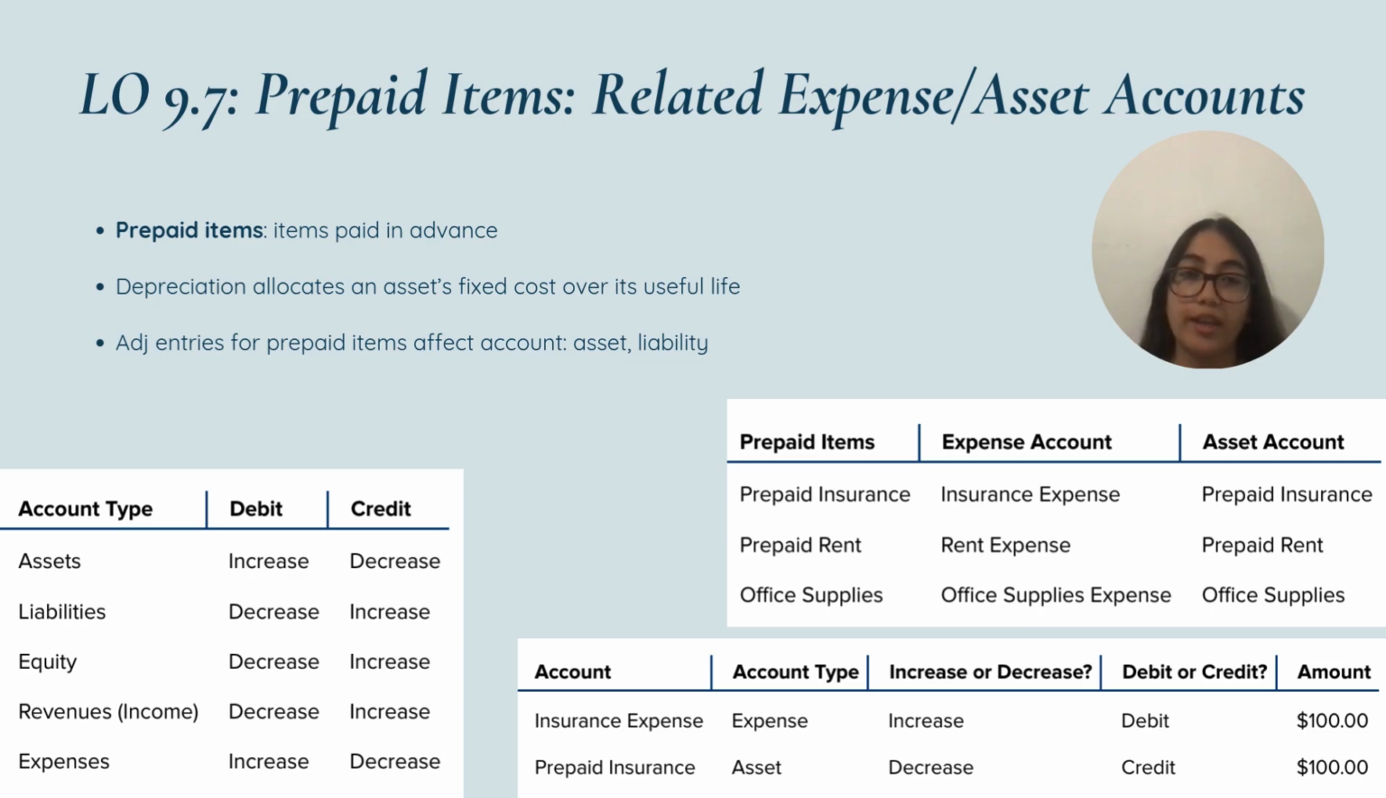As a review of the accounts affecting debits or credits, for the account types of assets and expenses, debits increase it and credits decrease it. For liabilities, equity, and revenue, credits increase it and debits decrease it. To end this slide, an adjusting entry with prepaid items may look like this. Insurance expense, an expense account, would increase our debits by $100, and prepaid insurance, an asset account, would decrease our credits by the same amount of $100.